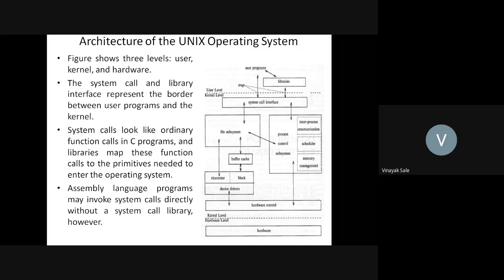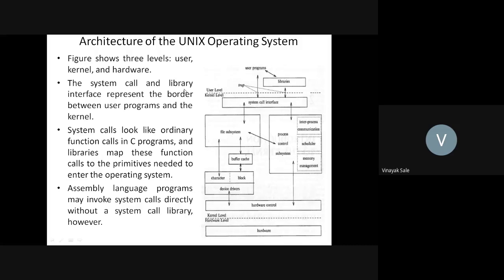So there are three levels of this architecture. First is the user level, then the kernel level, then the hardware level. From this line upwards is the user level. From this point below, there is a line, and this whole part is the kernel level. Then below the kernel level there is the hardware level.